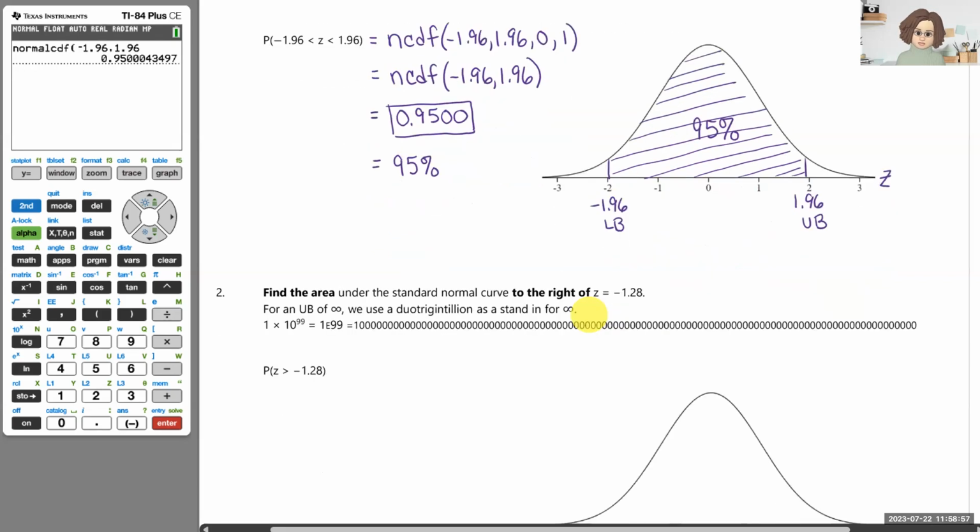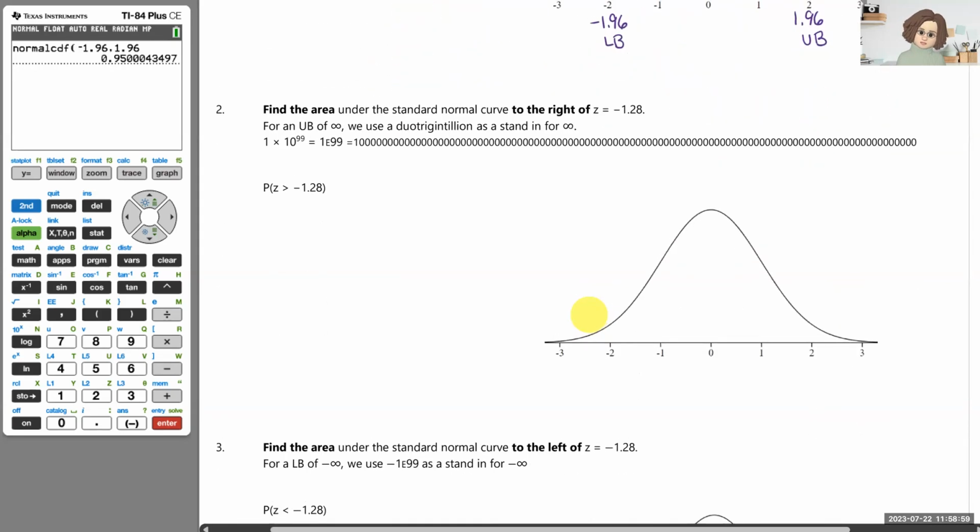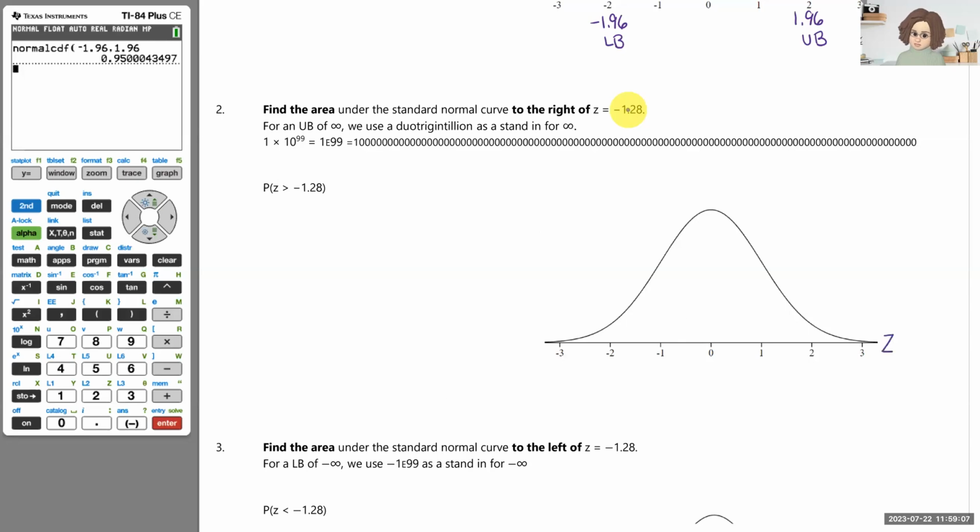So that's going to be my case 2. Case 2 says, find the area under the standard normal curve to the right of z equals negative 1.28. All right, so for my z-scores, 0 at the center. So negative 1.28, you can just approximate there, negative z-score to the left of center. So the z-score is to the left of center, but we're looking for the area to the right of it.